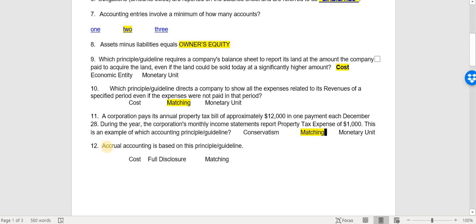And lastly, accrual accounting, as opposed to cash basis accounting, is based on which principle? The accrual basis is the matching principle. We have 2 types of accounting, accrual and cash. Accrual accounting is required under generally accepted accounting principles, or GAAP. And remember who has to use them? Publicly traded companies. If your company has not sold stock to the public, they do not have to follow GAAP. Okay, that's number 1 to 12.